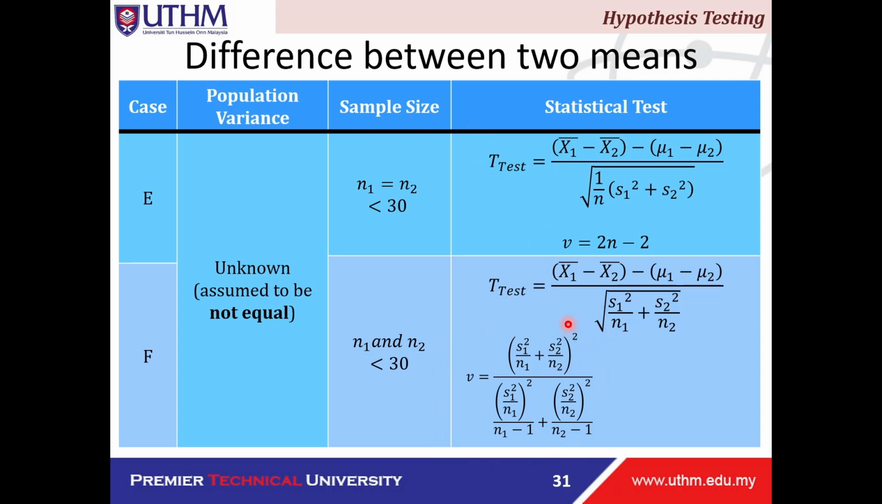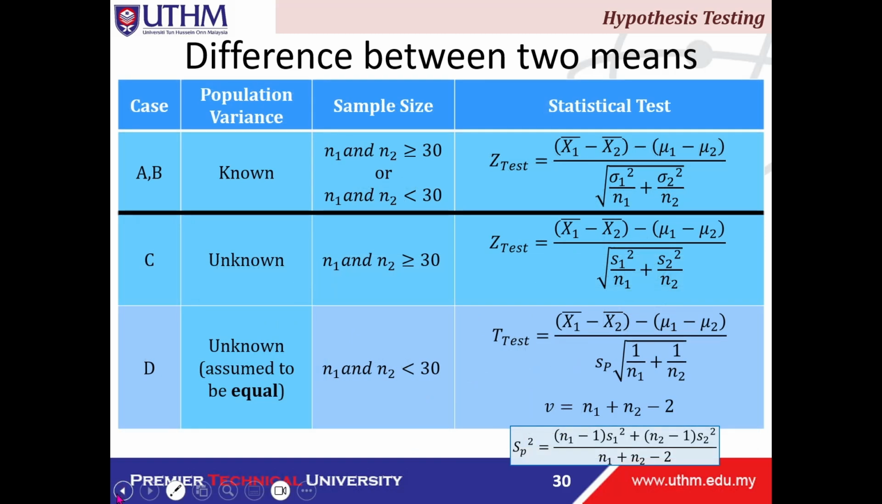Okay, the hint here: when the sample size is less than 30, we use a t-test. However, except in this case, because the population variance is known. Even though the sample size is less than 30, we use the z-test because the population variance is known. And in another case, even though the population variance is unknown, but both sample sizes are greater than 30, we replace sigma 1 squared, the population variance, with the sample variance.